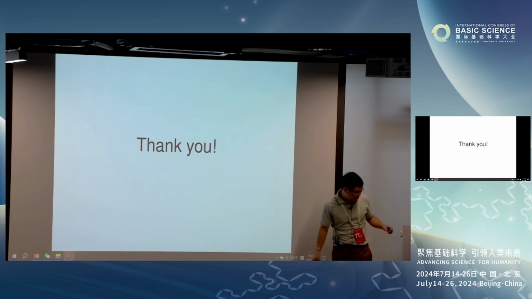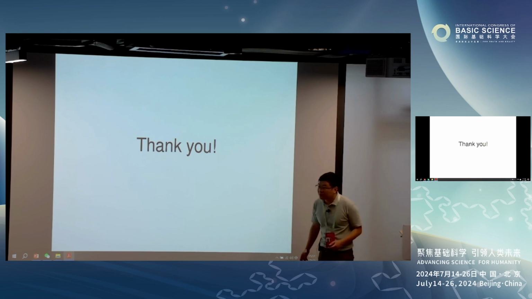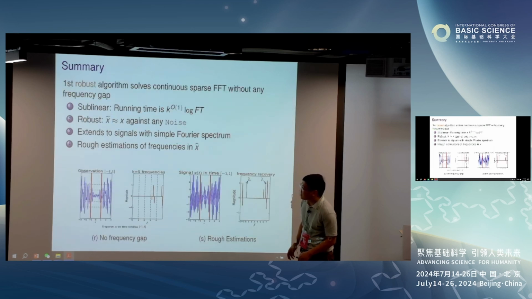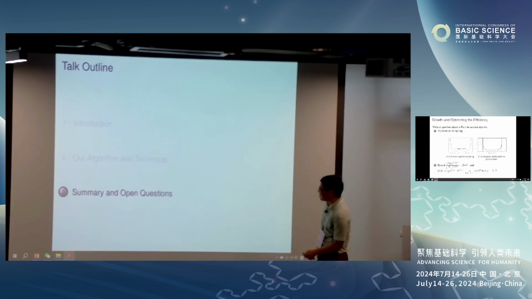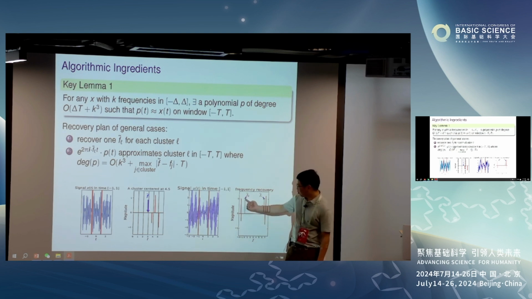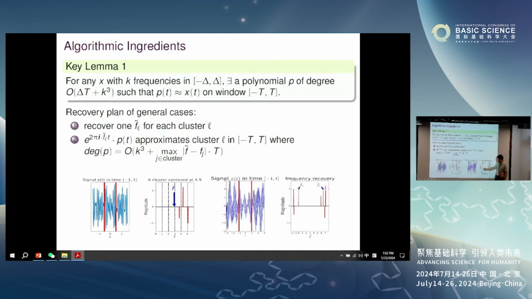Wait, I thought one factor of k came from the filter functions as well. Did it not? I thought one factor of k in the sample complexity also came from the filters. Yes, you're absolutely correct. When we estimate this cluster, the gap is something like k square over t. We cannot recover anything better than k square over t. You're right. But then the chaining will help you by a factor of k, right?